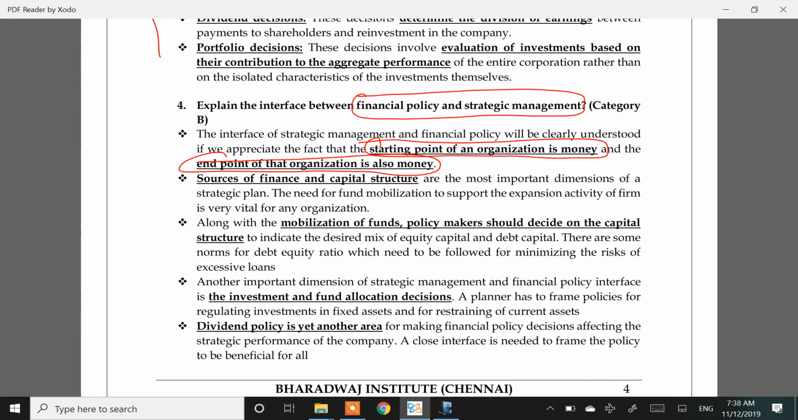So whatever activity is being done, there is an expectation that you should earn adequate money and you should return that money. So every activity which an organization does has to somewhere focus on finance, has to somewhere focus on availability of money. So the starting point of an organization is money, and the ending point of an organization is also money. And some decisions like sources of finance, capital structure, investment decision, dividend decision are all important aspects of strategic plan. You're not only bothered about mobilization of funds, you're also bothered about investments and fund allocation decisions.